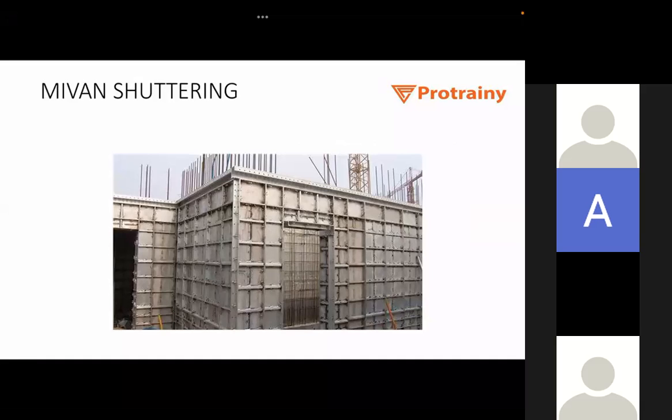Then Maiwan shuttering, the aluform shuttering. There are different kinds of shuttering: the conventional shuttering, Maiwan shuttering, table form shuttering. I'll go with the Maiwan shuttering in this session, because nowadays most of the builders are going with this Maiwan shuttering. I'll go through the advantages and disadvantages between conventional shuttering and Maiwan shuttering.